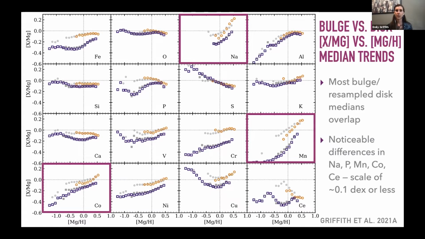And it's hard to understand if this is coming from differences in the IMF or the enrichment history between the bulge and the disk, or if it's still coming from systematics. And it's harder to interpret because these are some elements that have high systematics in APOGEE, and they're not the elements that we trust the most. So it will be interesting to see how this progresses as we get more data and better quality data in the future.